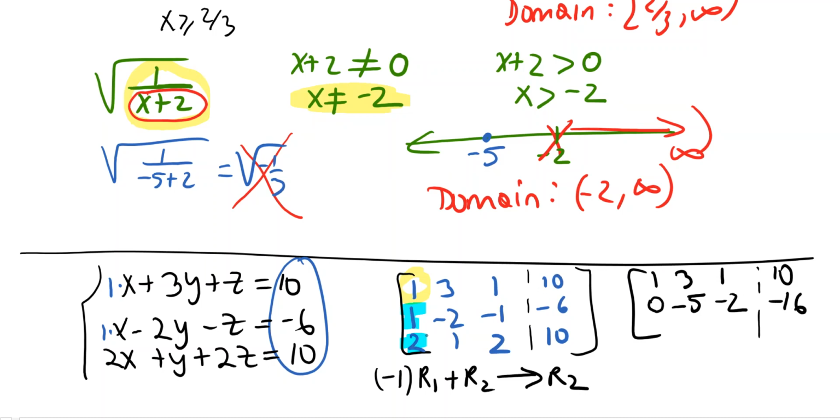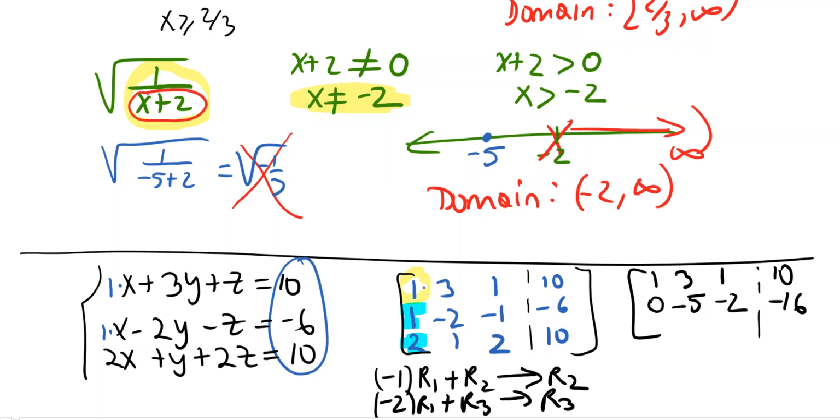Now, how can I make a 0 instead of a 2 in here? I can take negative 2 times row 1, because that will give me a negative 2 in here, and then add it to row 3. That's exactly what I'm going to do. I'm going to take negative 2 times row 1, and then add it to row 3, and that's going to become my new row 3. Okay, so let's look at it.